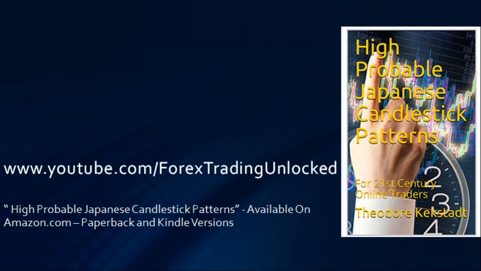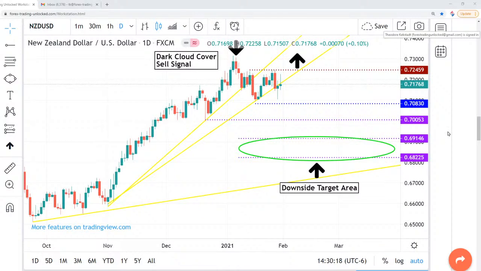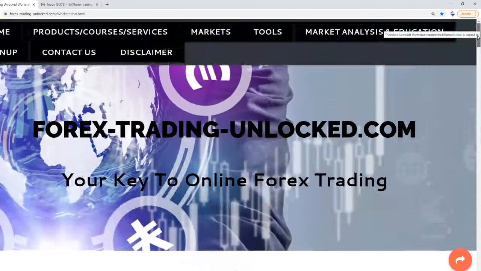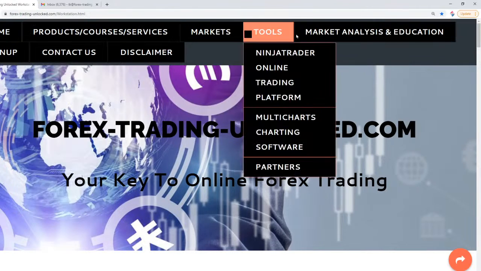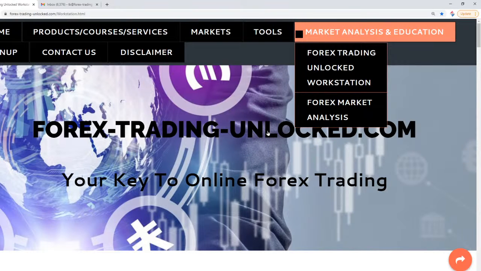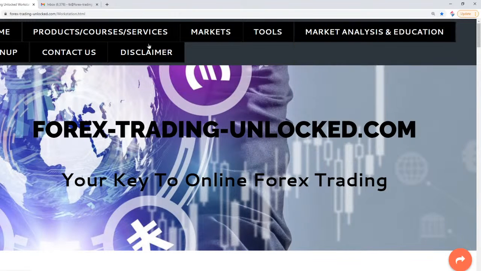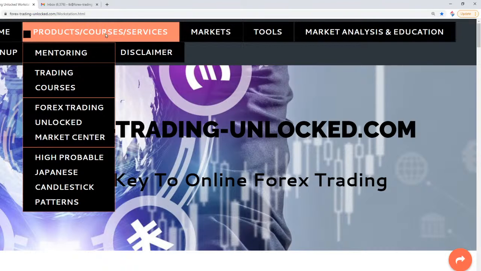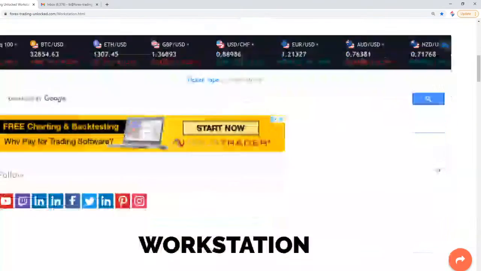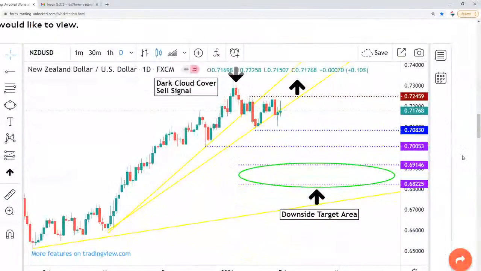Reason being is we're going to actually go and look at one of those right now. So we have the Forex-Trading-Unlocked.com website pulled up, and from our nav bar, we have our workstation page, which you can find here. It's the first one on the drop-down menu. And also, if you go to Products, Courses, and Services, High Probable Japanese Candlestick Patterns, there's a link to that, and you can get a short read on the book, see if you like it.